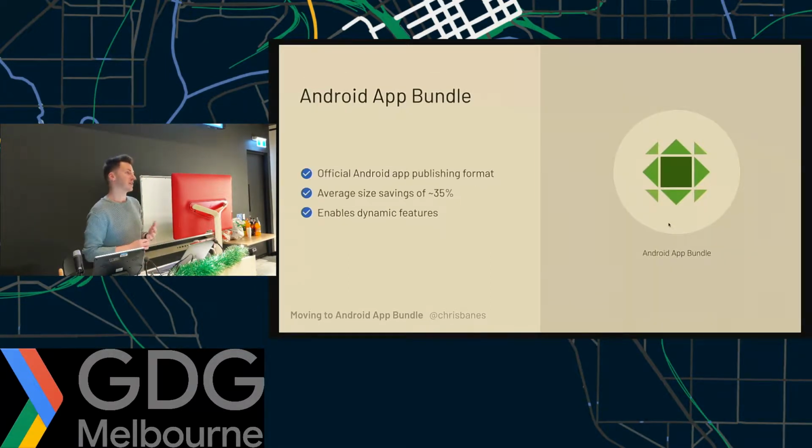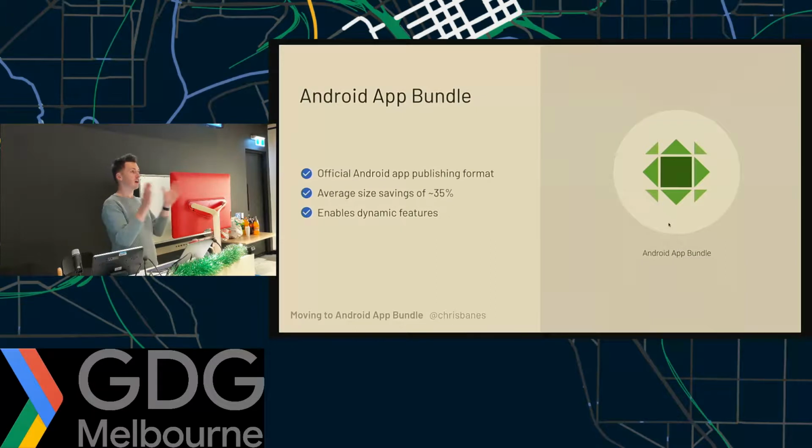And that brings us to Android App Bundle. This was something Google announced at I/O 2018, about 18 months ago now, which is our new format for publishing Android apps. Previously, you'd ship an APK, which would be the artifact that you ship to the Play Store, and that artifact is what gets sent to users.